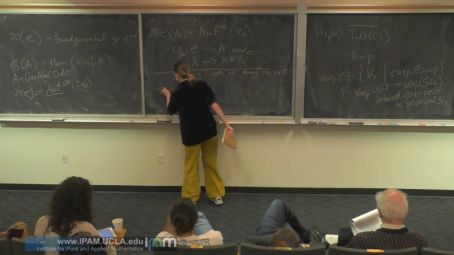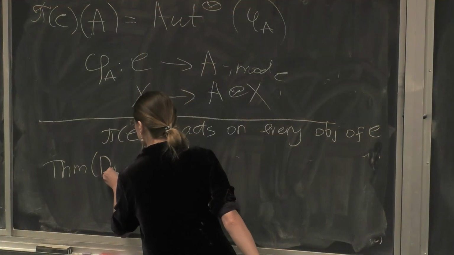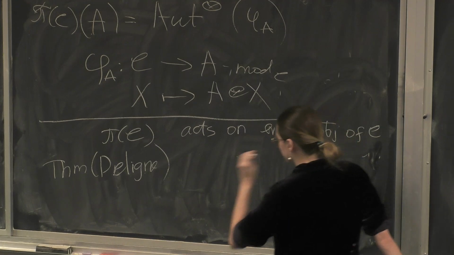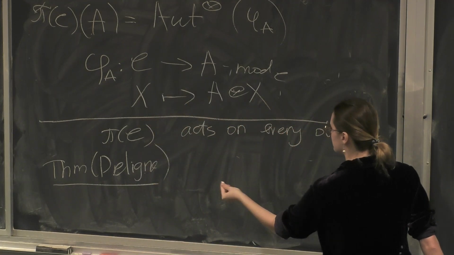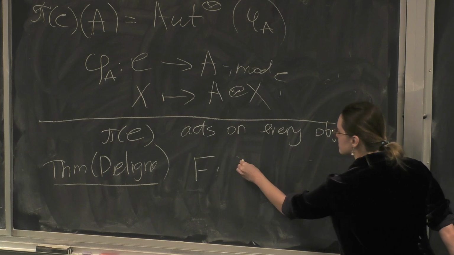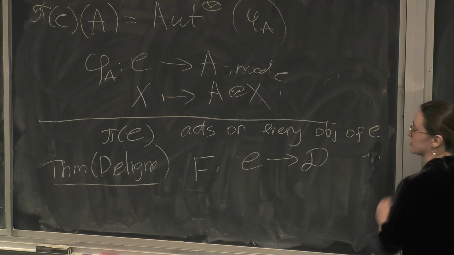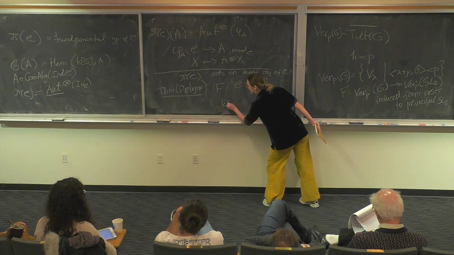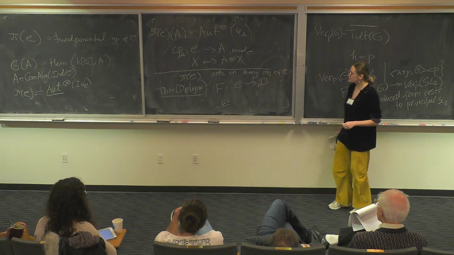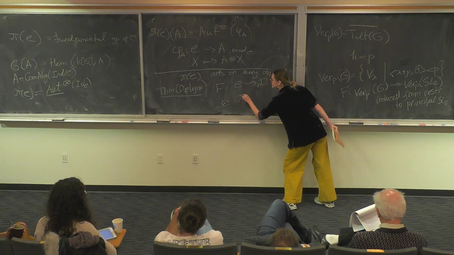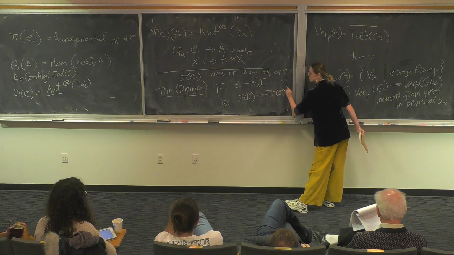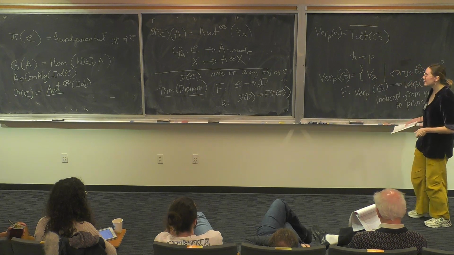So, theorem. Let's start with some tensor functor between two categories, a symmetric tensor functor from one symmetric tensor category to another. Then it's pretty easy to show that this functor induces the map of affine group schemes in D from pi of D to f of pi of C. Let's call this map epsilon.